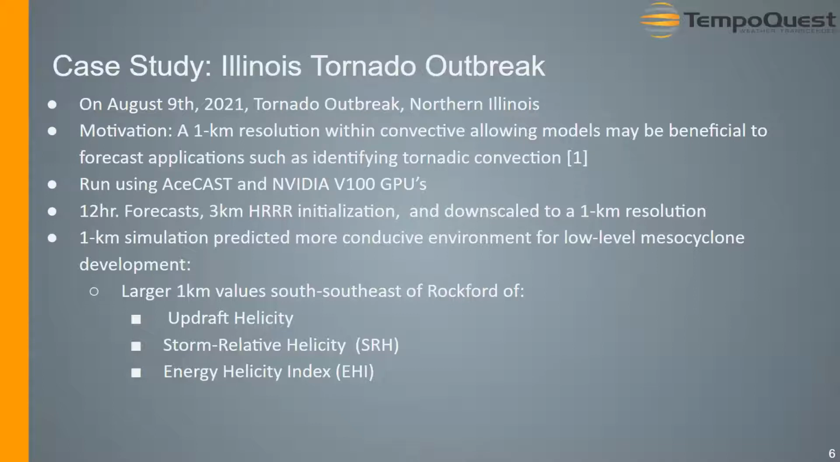From the results, we saw that the 1-kilometer simulations did a better job at predicting a more conducive environment for mesocyclone development, specifically showing larger values of updraft helicity, storm relative helicity, and the energy helicity index southeast of Rockford, which is where 10 tornadoes were confirmed.